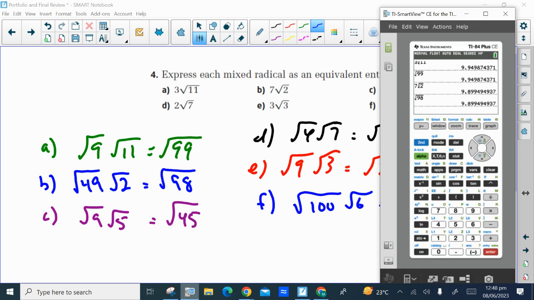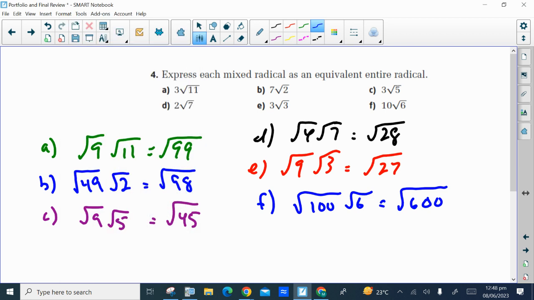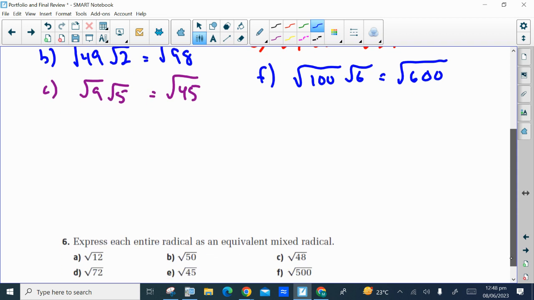Which again, if we check this on our calculator, the original expression is 10 root 6. And that should be equal to root 600. And it is. They have the same value. So that's going from a mixed radical to an entire radical.